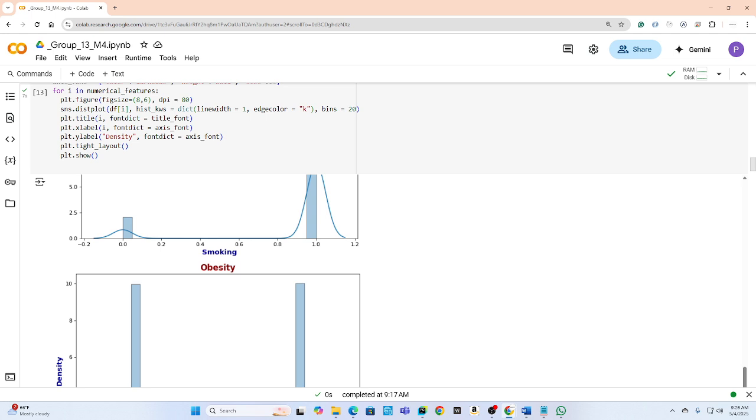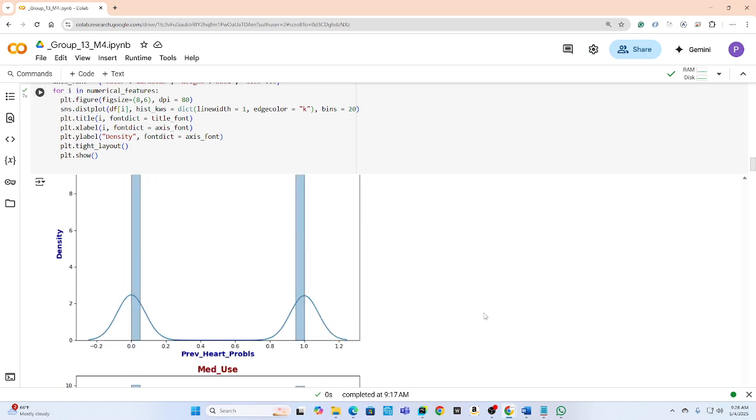Now let's move to the pie chart, which is for a categorical feature.